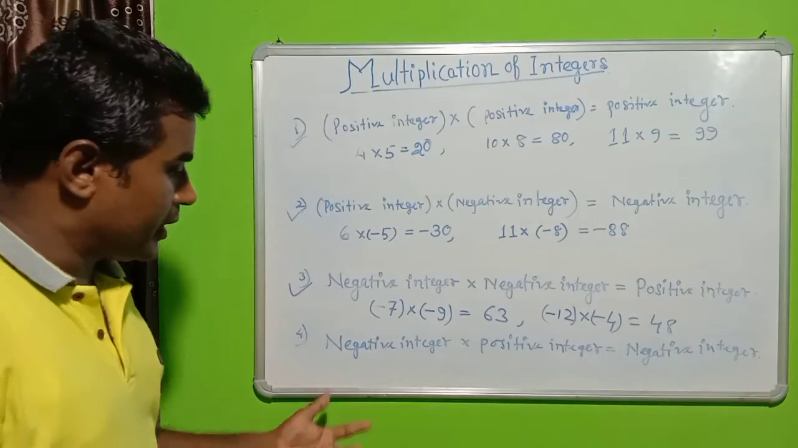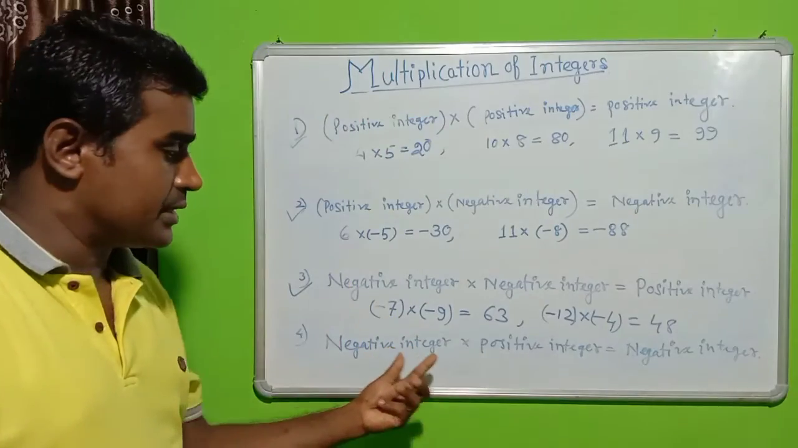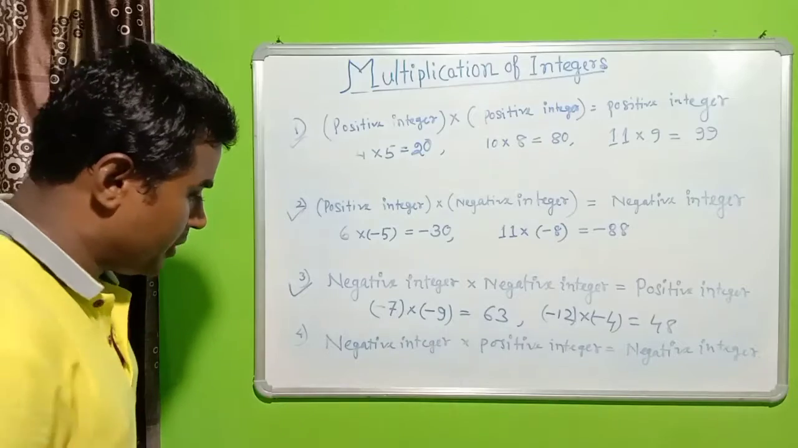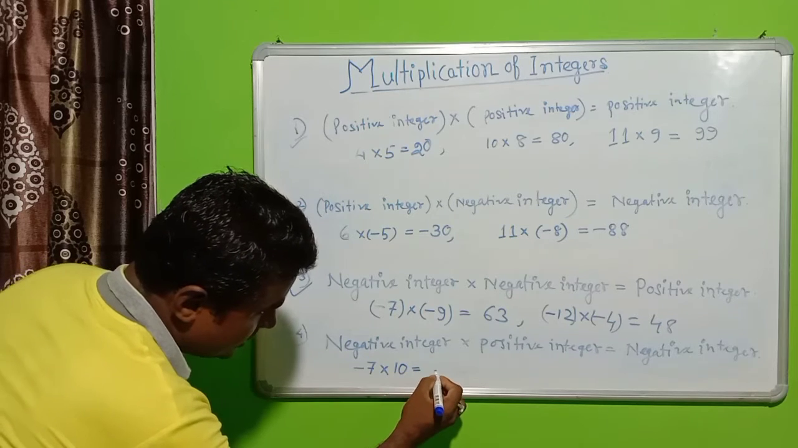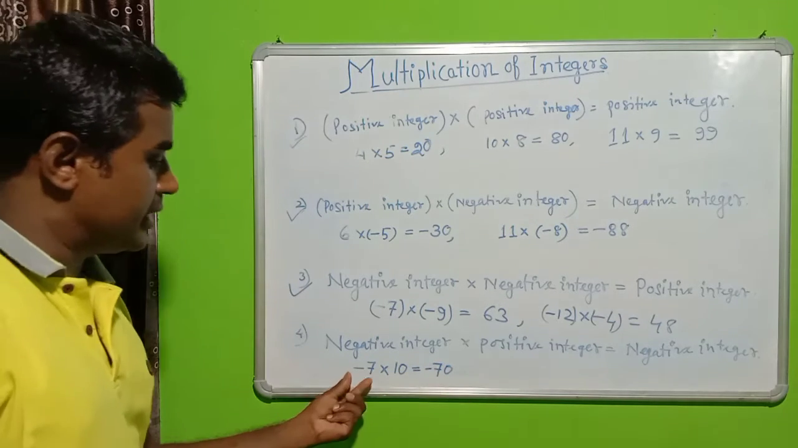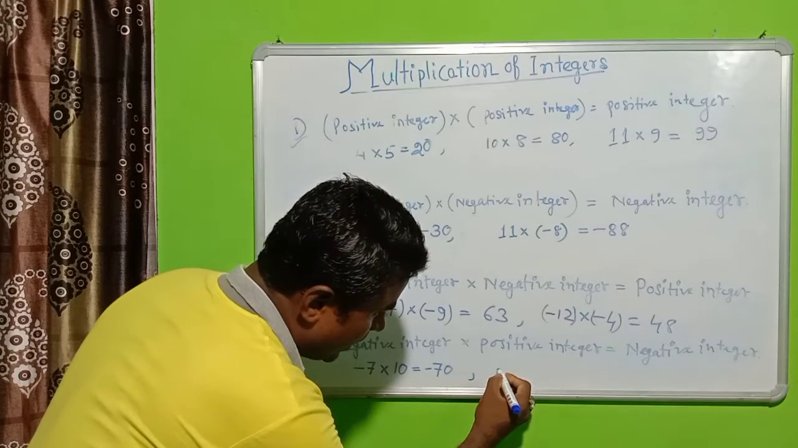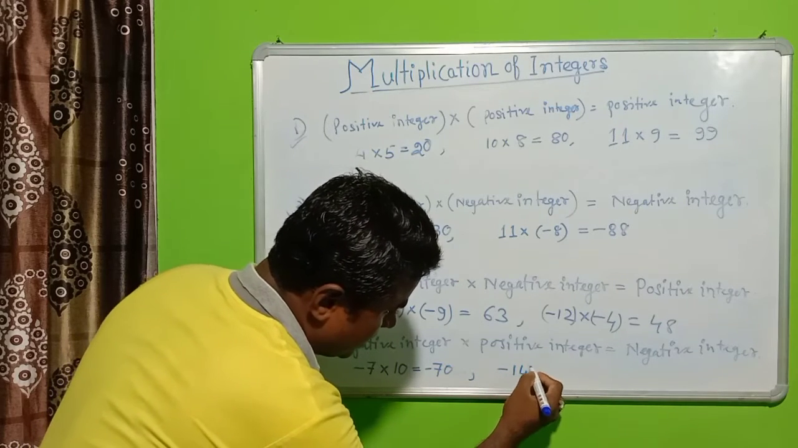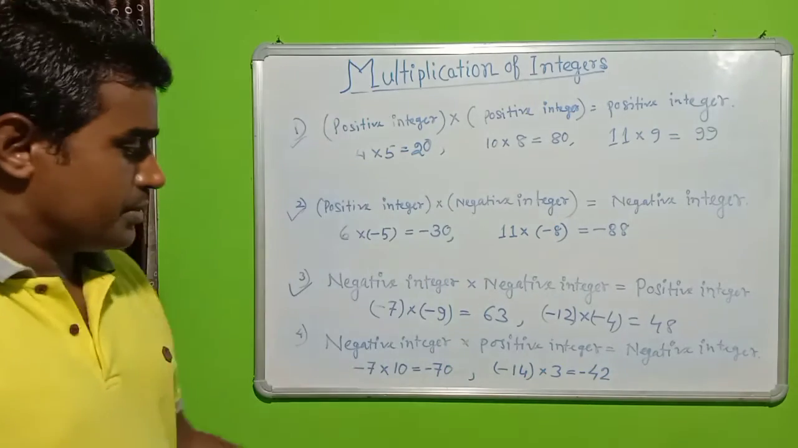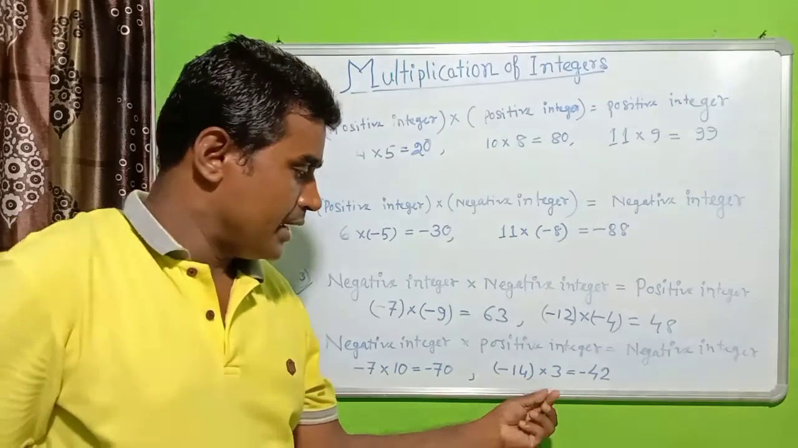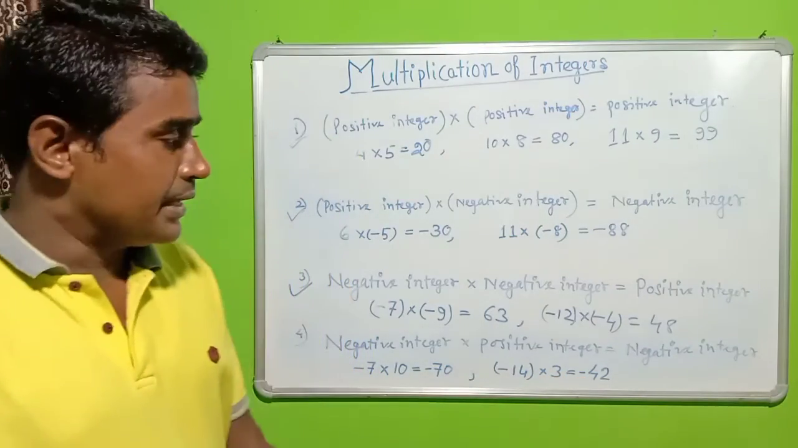Okay student, the fourth point is that the product of a negative integer with a positive integer is negative. For example, negative integer minus 7 and positive integer 10 gives 70, with sign minus, that is a negative integer. With a positive integer, the product is negative. Similarly, minus 14, a negative integer, multiplied with 3 gives 42, but the sign is minus. It is because minus 14 is a negative integer multiplied with a positive integer, so the result is a negative integer.